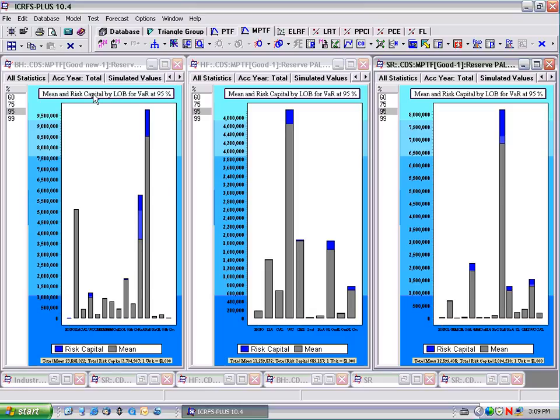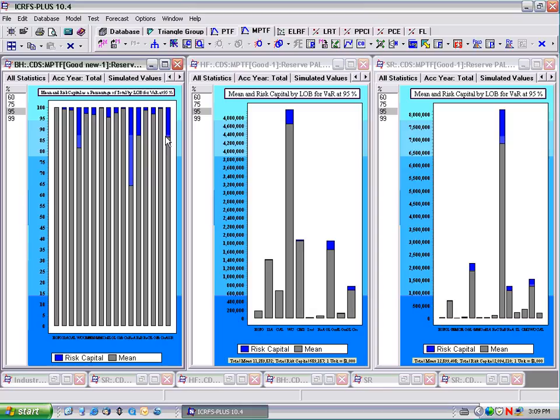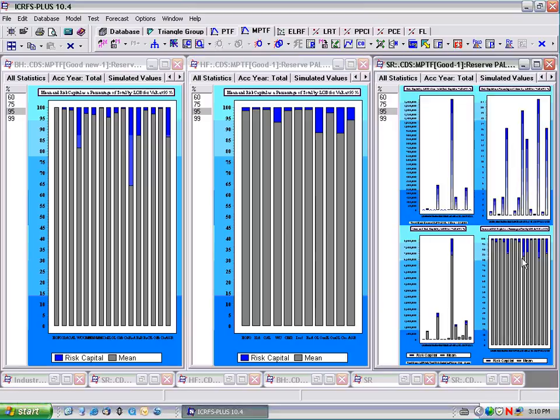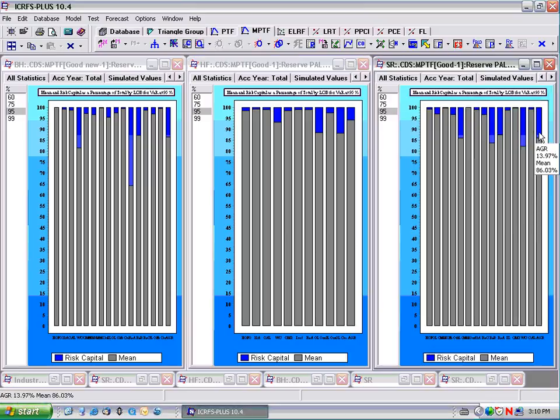So if we're looking at percentage of the aggregate, let's look at that here. I only want to look at this one there. If you look at the aggregate of all the lines of business and you add up the mean plus the risk capital, that's the sum of the two, what percentage is the risk capital for Berkshire Hathaway? It's 13.42%. For Hartford, it's 5.75%. Not so much risky business. And for Swiss Re, it's 13.97, versus Berkshire Hathaway, which is very similar, 13.42.